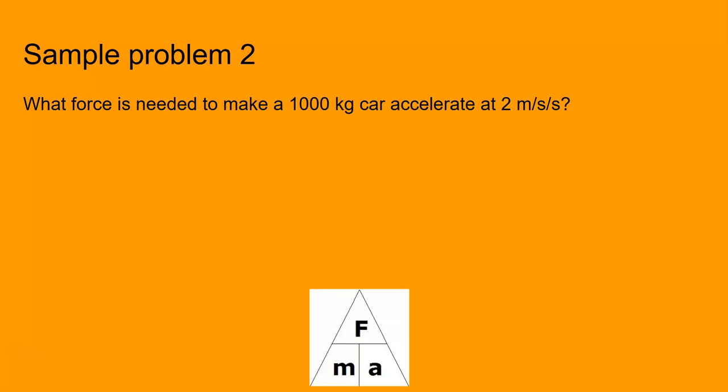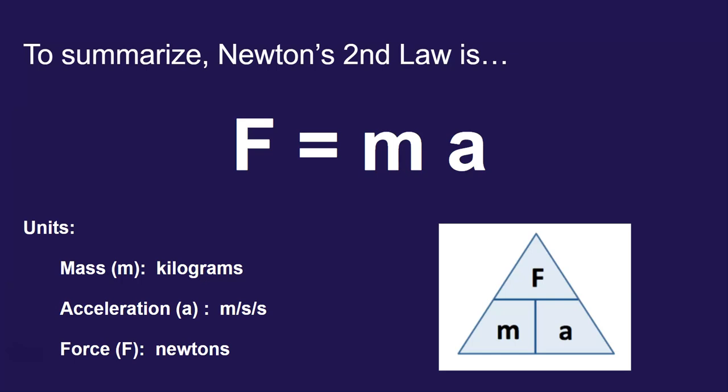Problem number 2: what force is needed to make a 1,000 kilogram car accelerate at 2 meters per second squared? Well, that's pretty easy. F is equal to m times a. That's going to be 1,000 times 2, which is 2,000 newtons. Anyway, just to summarize, Newton's second law is the following: F equals m times a. The mass in kilograms times the acceleration in meters per second squared gives you the force in newtons.